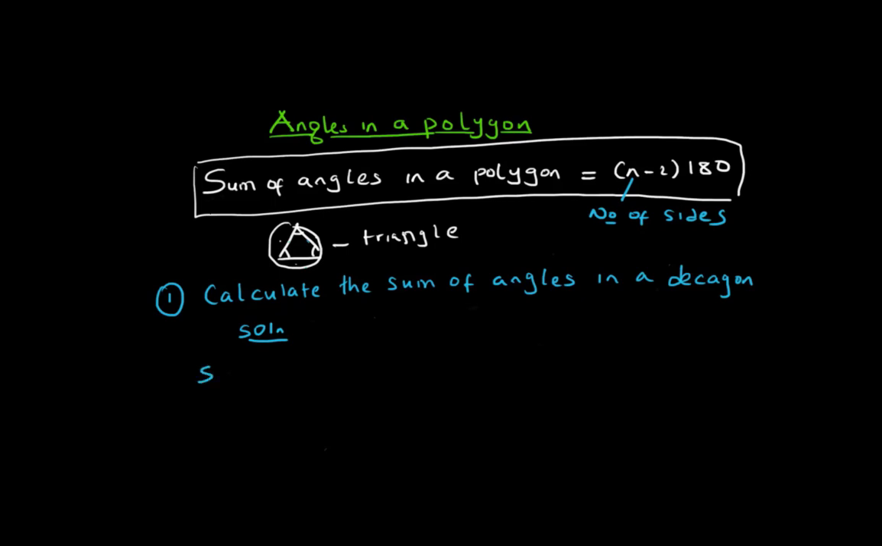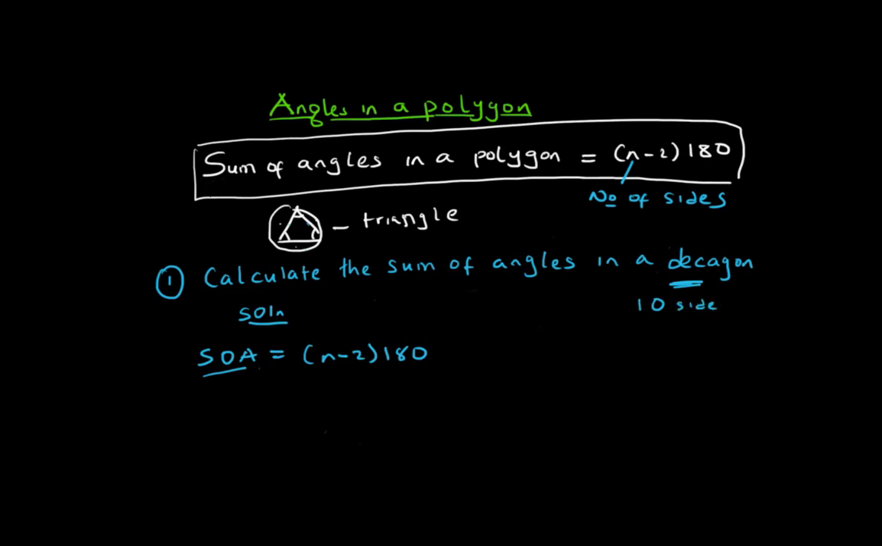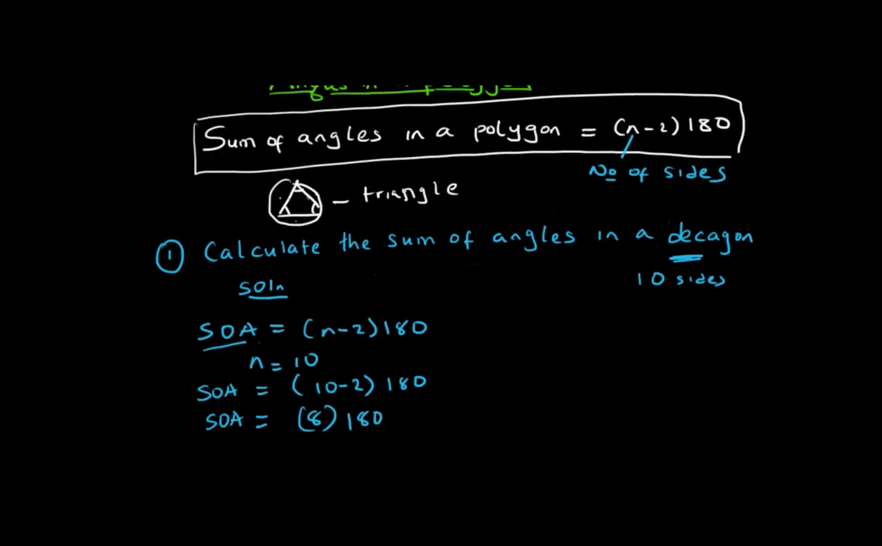Now remember, the first thing you want to do is to put the formula: sum of angles equals n minus 2 times 180. Remember, if you are writing in your notes, make sure you write sum of angles in full. So in this case, we have a decagon, a polygon with 10 sides. So n equals 10. So it means sum of angles equals 10 minus 2 times 180. Sum of angles equals 10 minus 2 is 8. So I have 8 times 180.